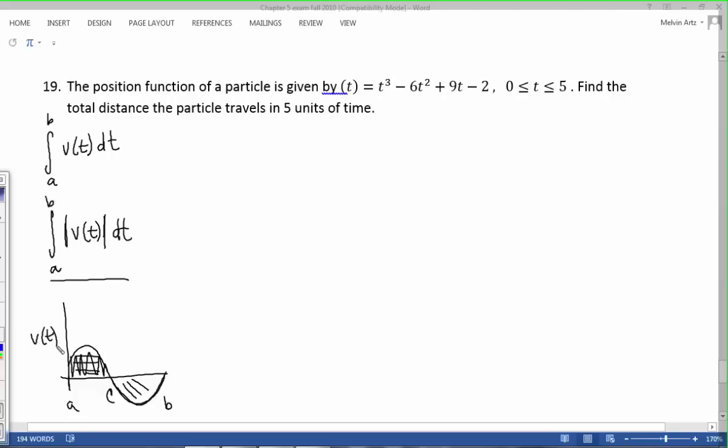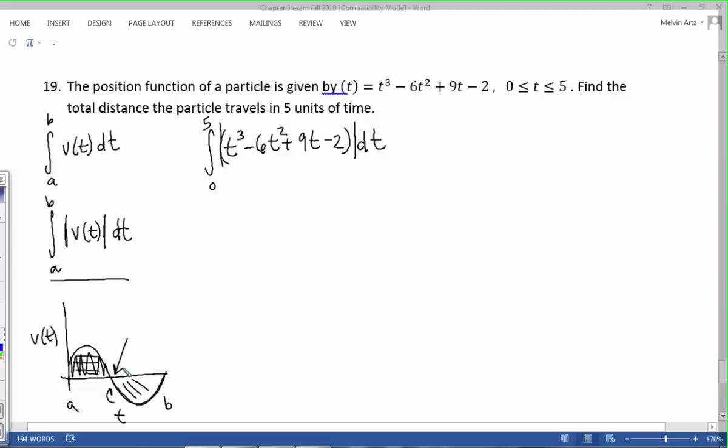So this is our velocity and time graph. So to find the total distance traveled, we're going to take the antiderivative of t cubed minus 6t squared plus 9t minus 2. And we're going to take the absolute value over that interval, which means we could be changing direction, and we need to find if we're changing direction like we did down here.